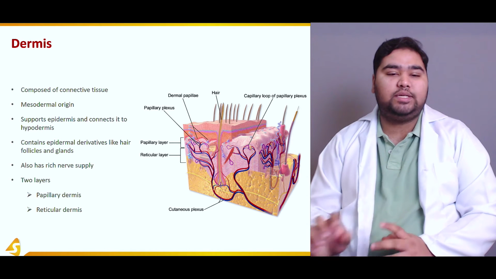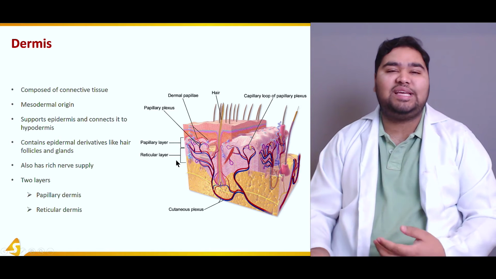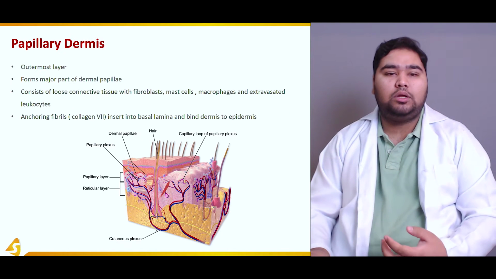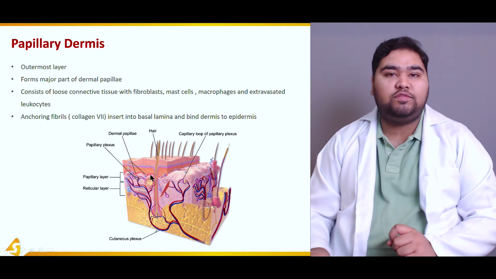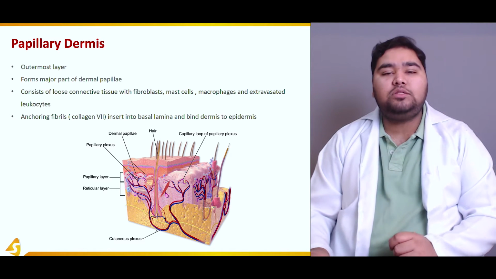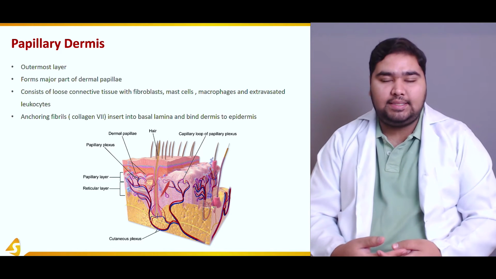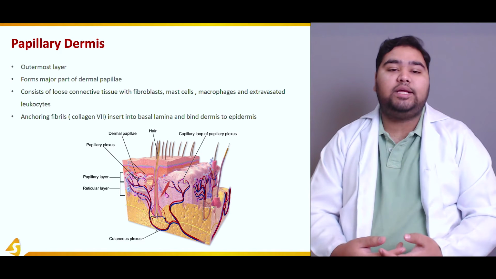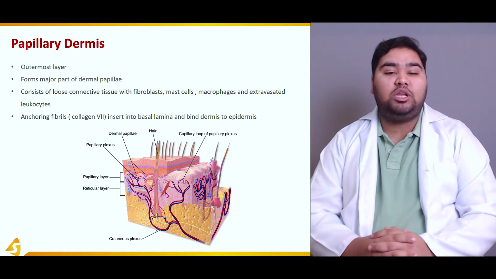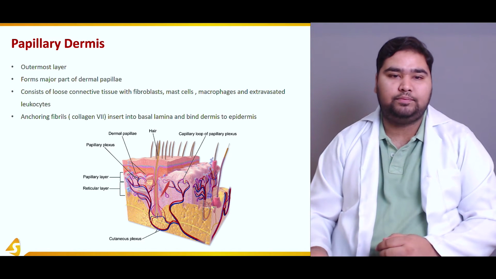There are two layers of the dermis, the papillary layer and the reticular layer. Let's take a look at these layers in a little detail. Papillary layer is the outermost layer of the dermis. It forms a major part of the dermal papillae. It consists of loose connective tissue which contains fibroblasts, mast cells, macrophages, and extravasated leukocytes. There are anchoring fibrils of collagen 7 which insert into the basal lamina and bind dermis to the overlying epidermis.